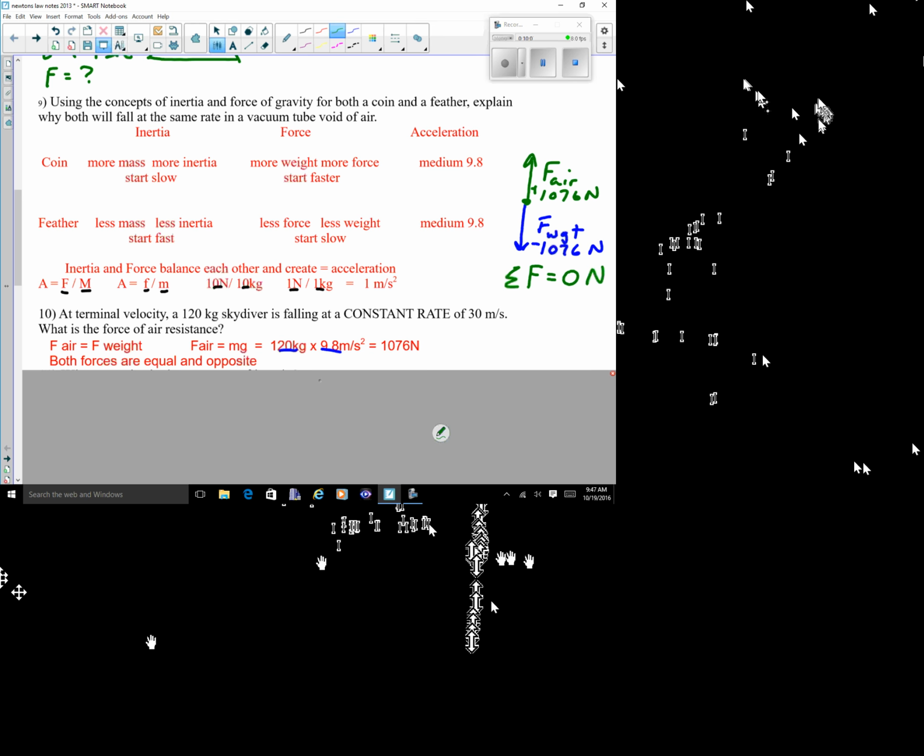You look at number 11 now. What quantity is the measure of inertia? It's mass. Let's keep going on to the next one.